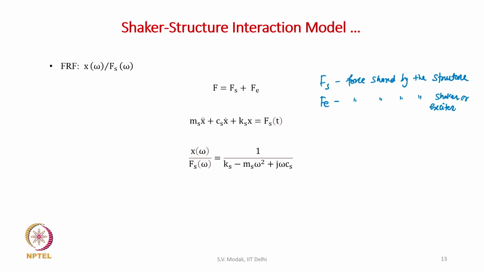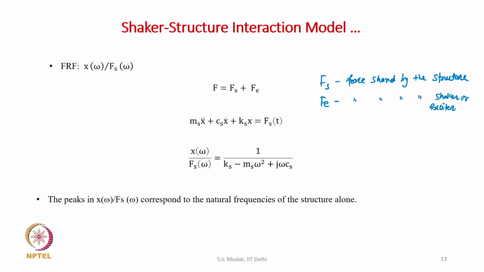So, what we now observe here in the denominator of this FRF, the properties of the structure alone are appearing, and therefore, the peaks in this FRF, or the frequencies at which this FRF attains very high values, would correspond to the natural frequencies of the structure alone. Therefore, we say that the peaks in the x upon Fs correspond to the natural frequencies of the structure alone, and therefore, it would make sense to measure this particular FRF.